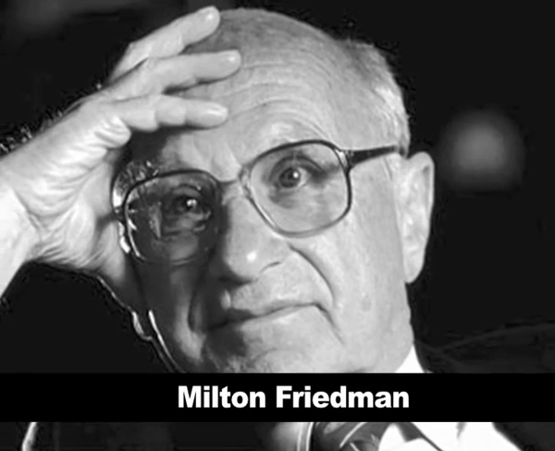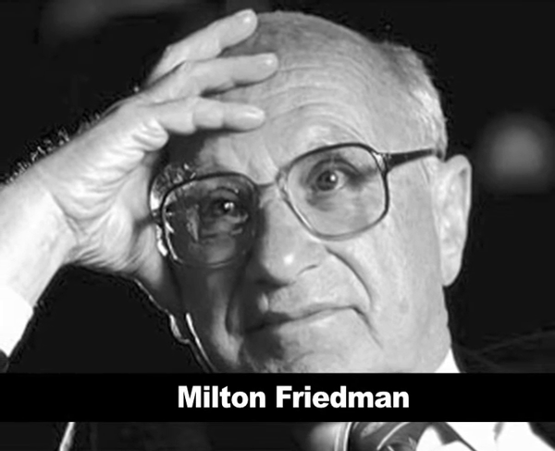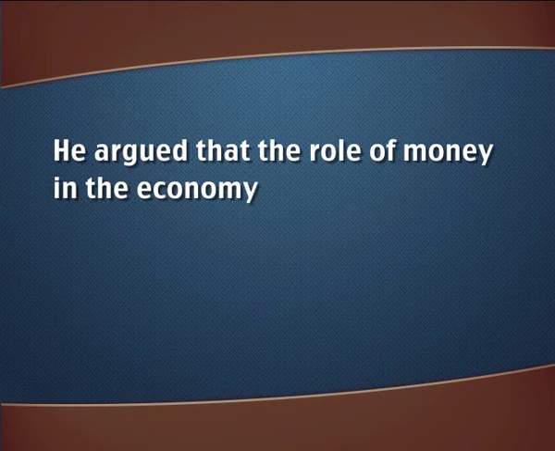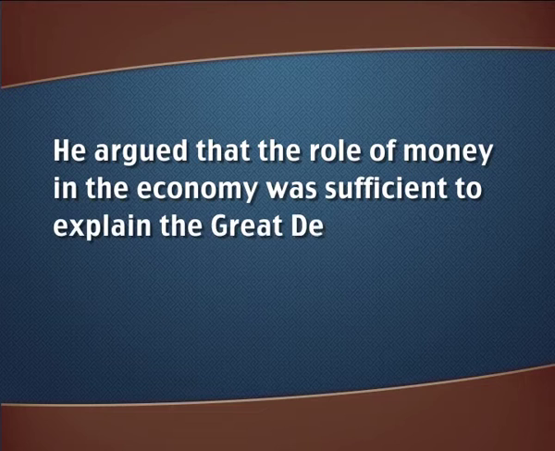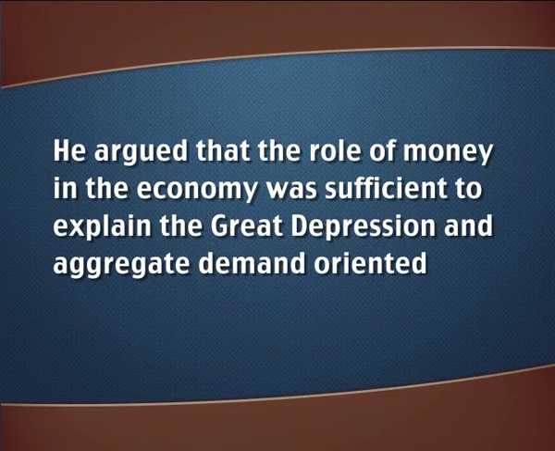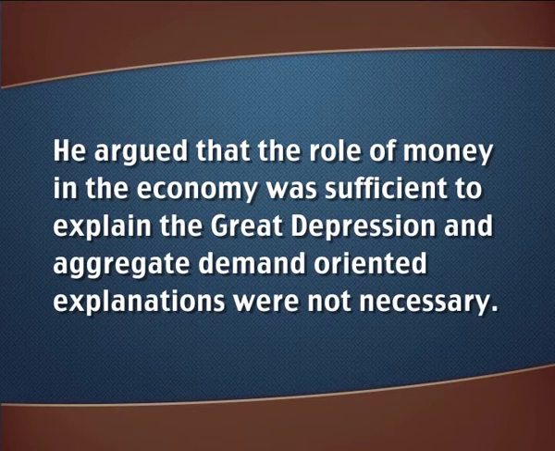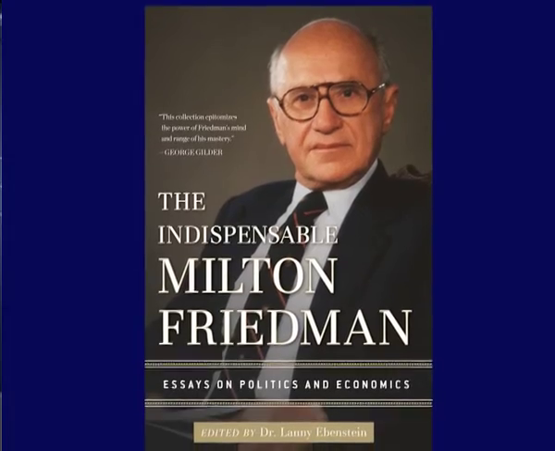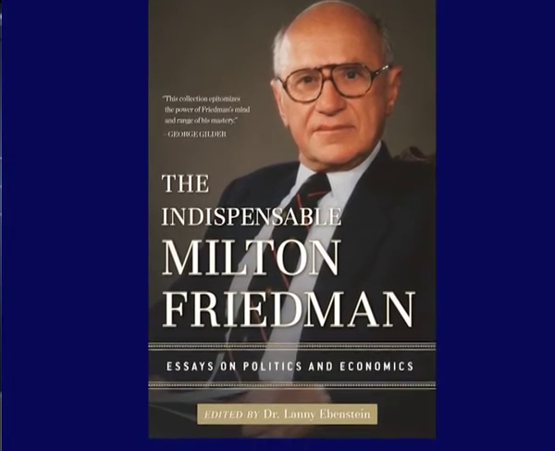Friedman updated the quantity theory of money to include a role for money demand. He argued that the role of money in the economy was sufficient to explain the Great Depression and that aggregate demand oriented explanations were not necessary. Friedman argued that monetary policy was more effective than fiscal policy. However, Friedman doubted the government's ability to fine-tune the economy with monetary policy. He generally favored a policy of steady growth in the money supply instead of frequent intervention.